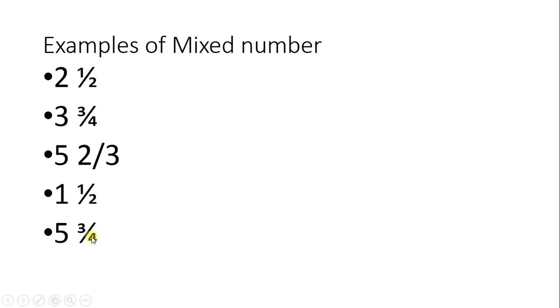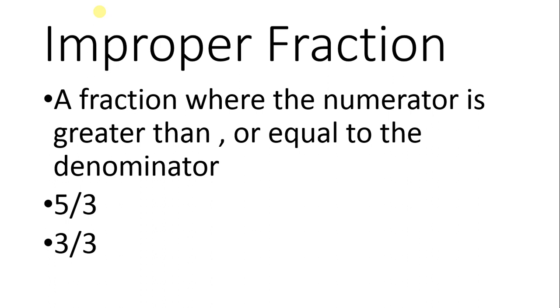Let me repeat the two types we learned: the first is a proper fraction and the second is a mixed number. In a proper fraction, the numerator is smaller than the denominator, while in a mixed number we have a whole number and a proper fraction combined. Now we have the third type.